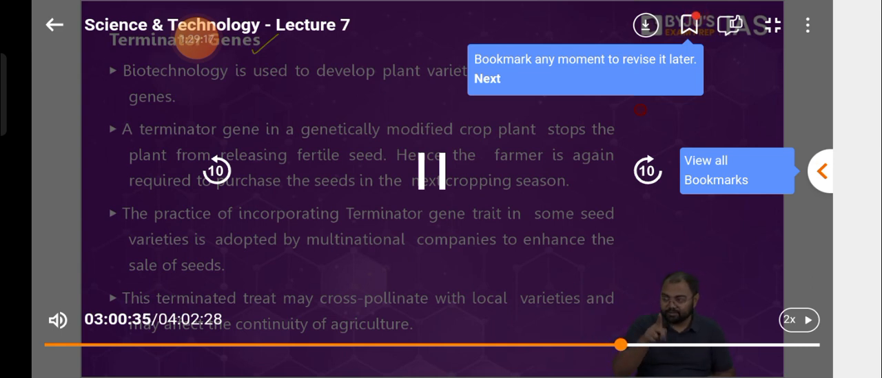Then the same terminator gene might also jump from one species to another, and the other plant also might not germinate in the next season. So that's why it can have a cascading effect for the farmer. And the farmers would not know that there was a terminator gene because the seed companies would never tell about this. They will not say anything about it. They will simply use it for their own business, which is unethical. But unfortunately, these are things that happen.